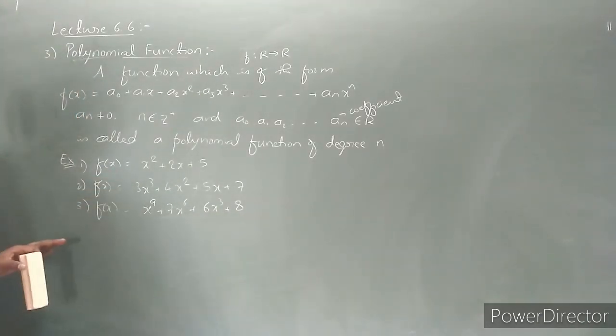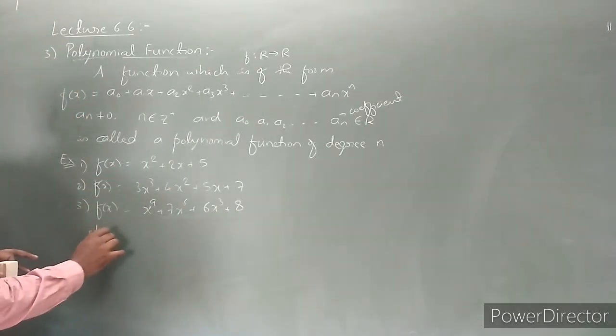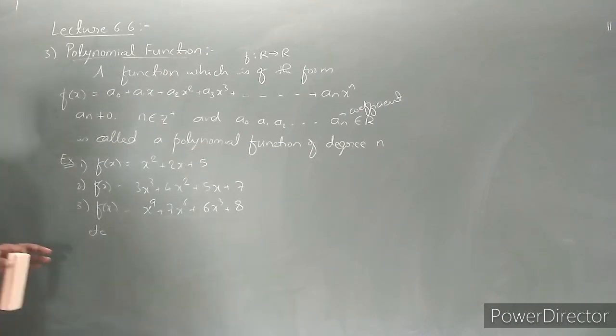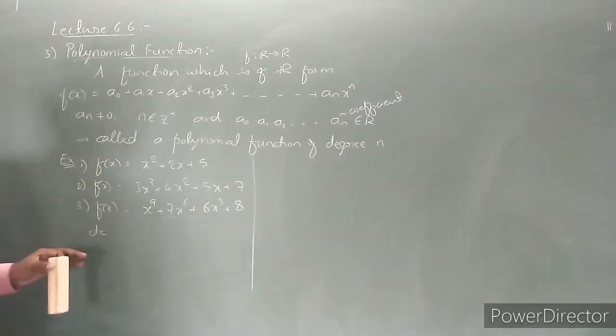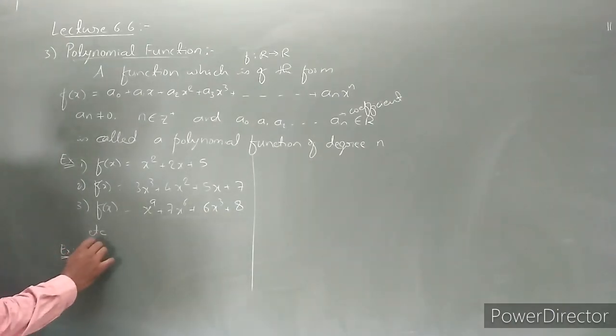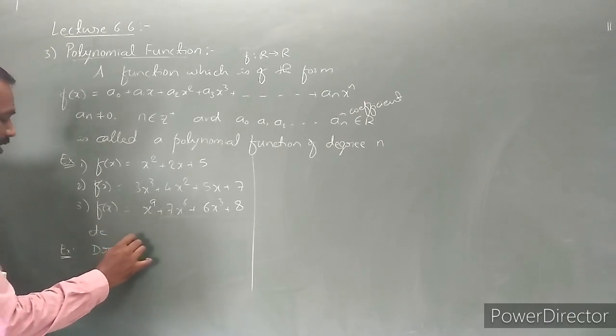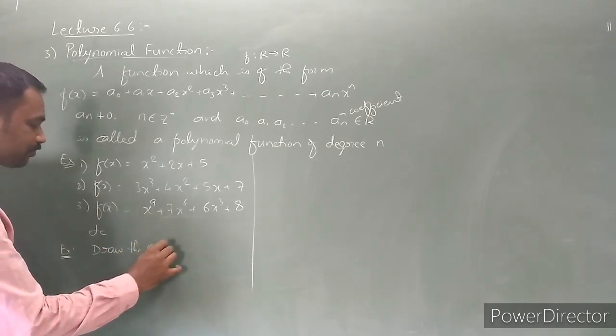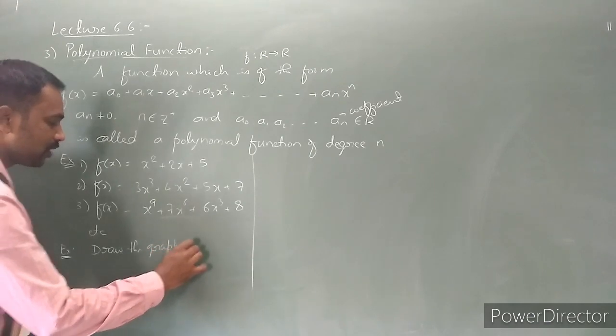So these are the particular examples. So many examples we can write. The extension part is that now we need to draw the graph of the polynomial function. How to draw the graph of the function? I just take one particular example. Draw the graph of the function.